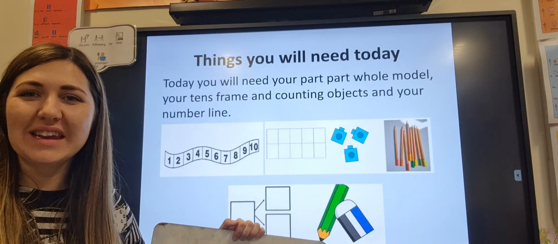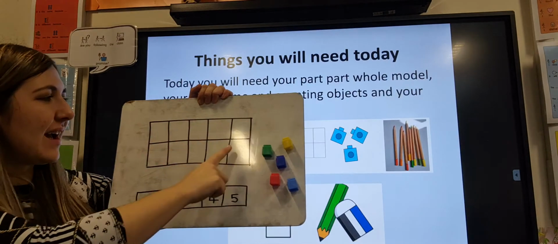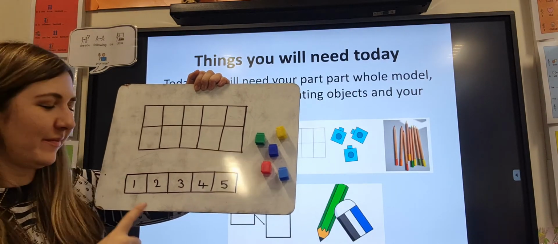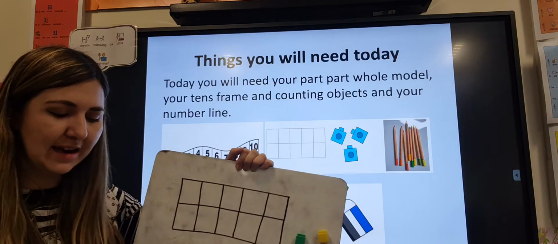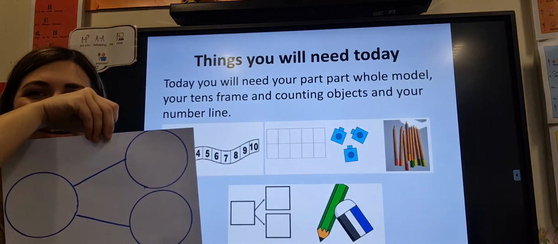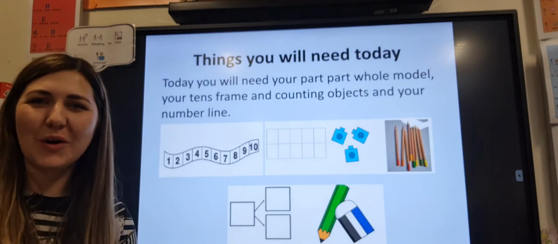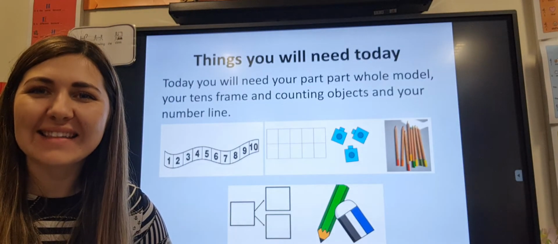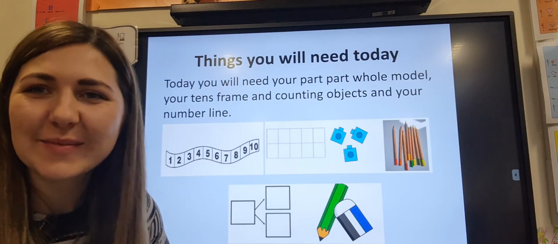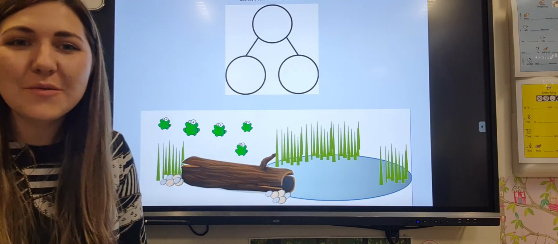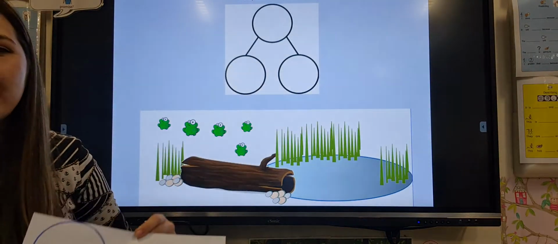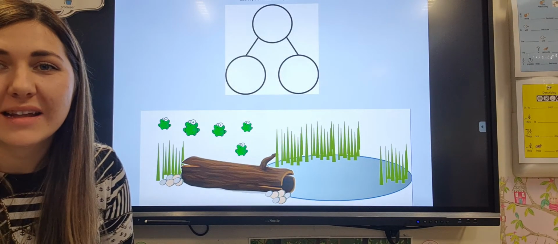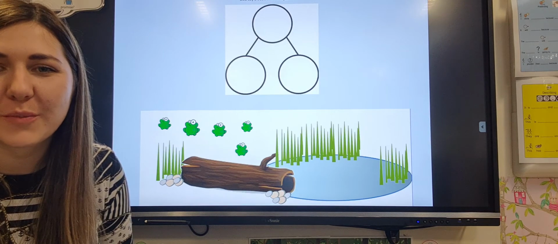Today you will need your tens frame, some counting objects, a number line and your part whole model. Pause the video and get all the things that you need. To begin with, we're going to be using our part whole model to work out a subtraction problem. Let's have a go at the first problem together.